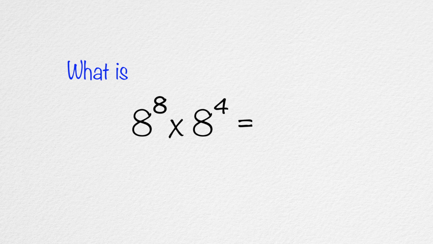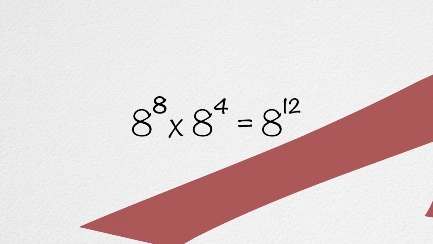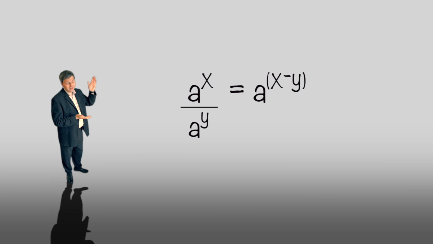So what is a to the power of 8 times a to the power of 4? Well, we just add the indices, so we get a to the power of 12. So that leads us to our third law, which is a to the power of x divided by a to the power of y equals a to the power of x minus y.